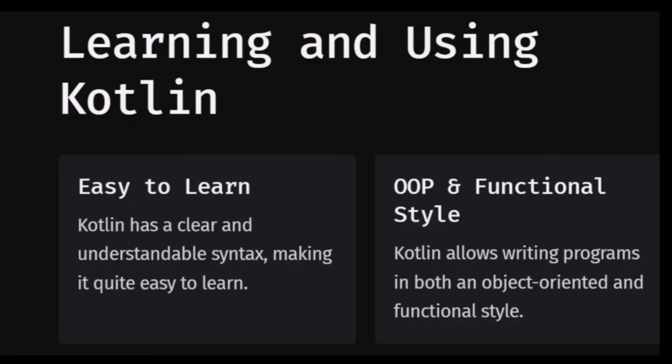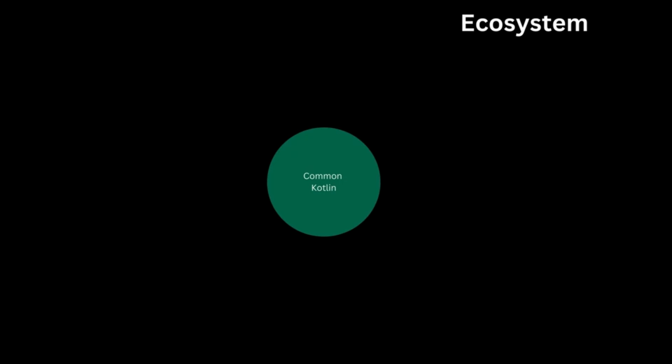Kotlin allows you to write programs in both an object-oriented and functional style. It has a clear and understandable syntax, and it is quite easy to learn. But Kotlin isn't just another programming language. Today, it is an ecosystem. And in this ecosystem, we have what we call Common Kotlin, which is at the core of the ecosystem, and it includes the language itself, essential libraries, and fundamental tools for building programs. This forms the foundation upon which all Kotlin-based development is built.